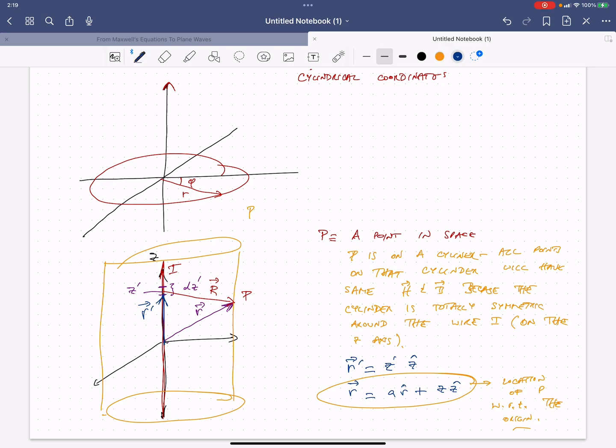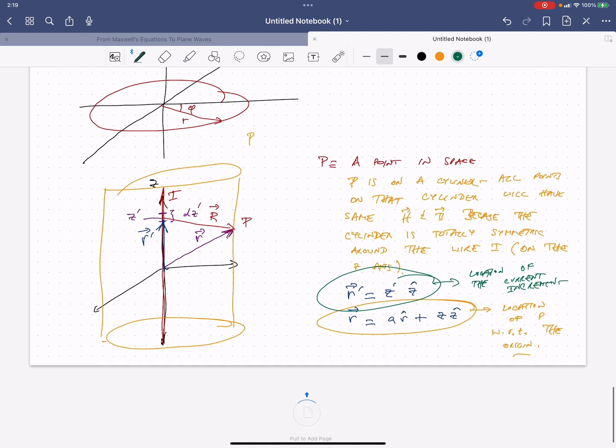This is the location of the current increment that we're looking at right now.